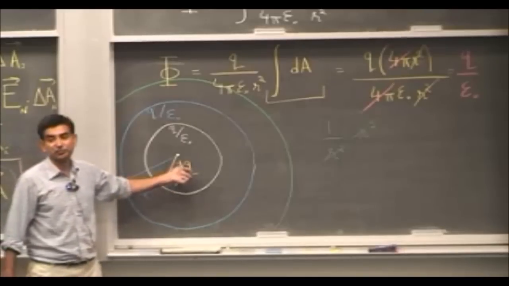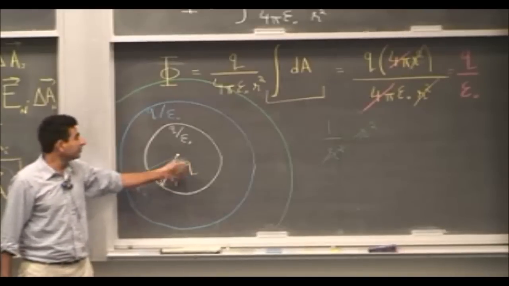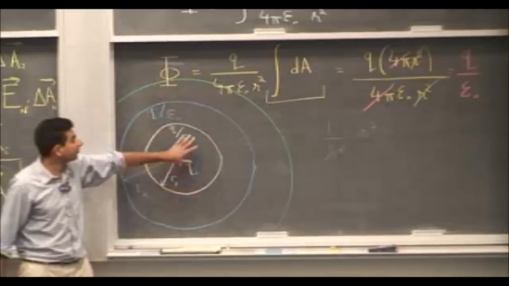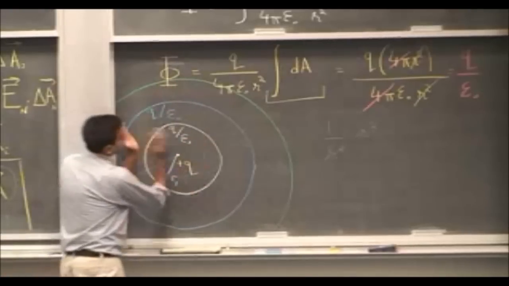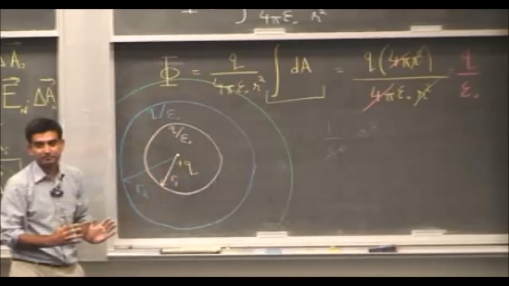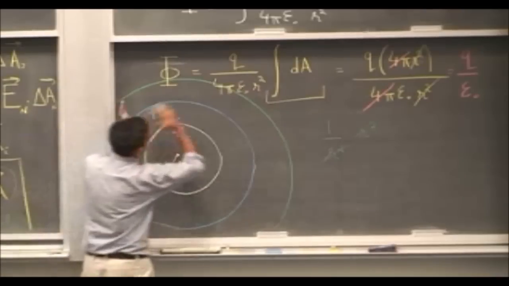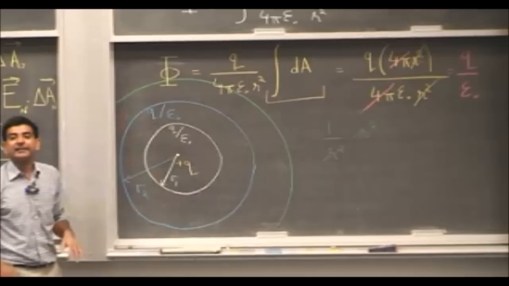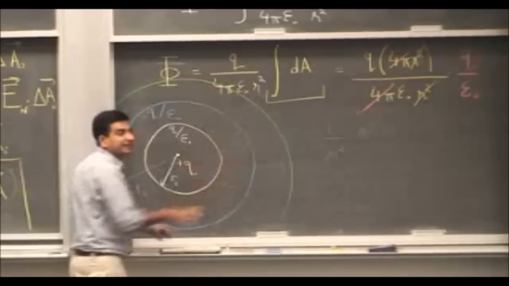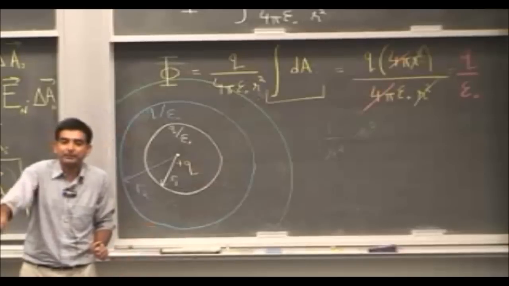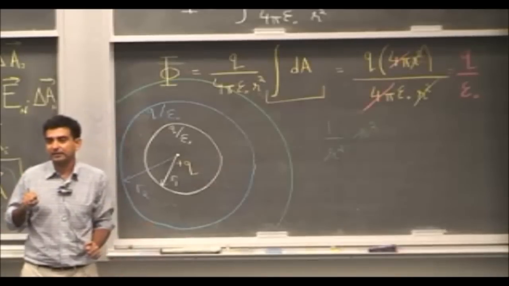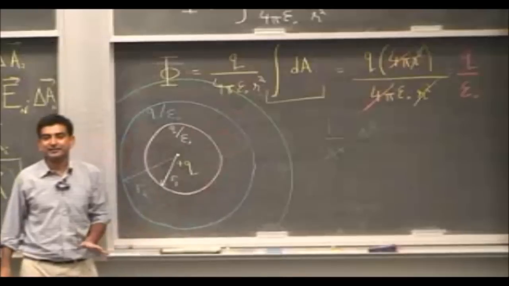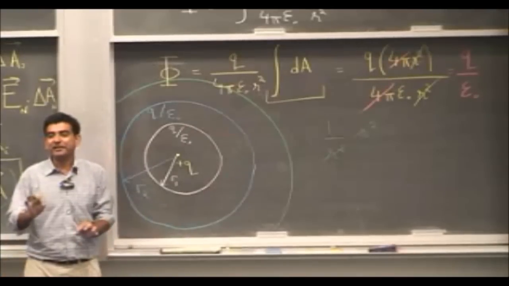Or if this were a light source, and there were no absorption of light in between, the number of photons that pass through this Gaussian surface per unit time would be the same as the number of photons that pass through this other Gaussian surface per unit time. There is nothing in this space that can absorb the photons or the bullets. There is no other charge inside this region that can make the electric field lines disappear.